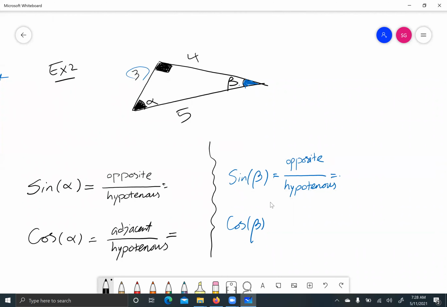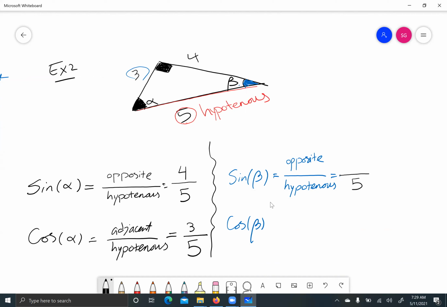Let's go back to alpha. Sorry, this is hypotenuse. 5 is this side in front of the 90 degree angle, so this is the hypotenuse. Those are the other sides. So in the case of alpha, the opposite is 4, hypotenuse is 5. Adjacent is 3, hypotenuse is 5. I'm sorry about that.